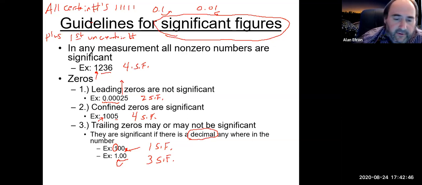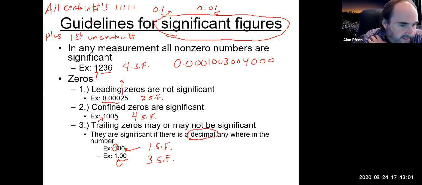So for example, if you had a number such as 0.0001003004000, why not? Take a second and count up how many significant figures you think that has, and I will tell you the answer. We'll go over the answer here in just a second.